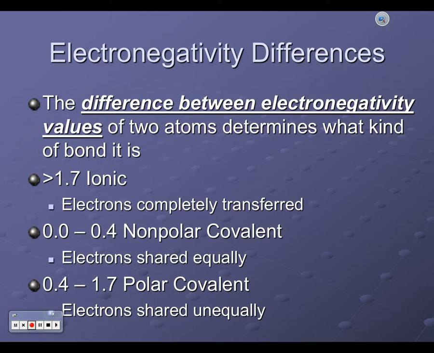But if it's bonded to another fluorine, even though each individual fluorine wants to grab electrons, one doesn't want electrons more than the other one. The difference in electronegativity values then would be what? Zero. And even though each fluorine wants electrons, neither one of them grabs more than the other. They share nice and evenly, right?